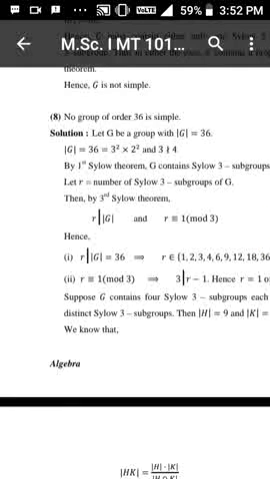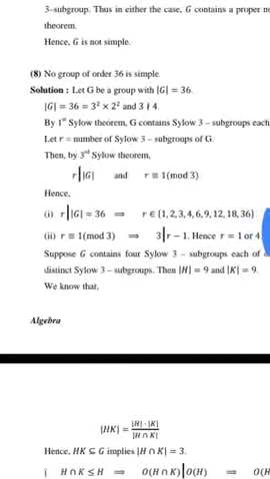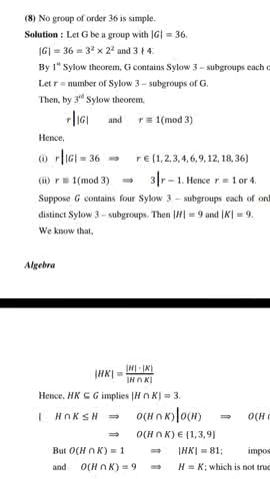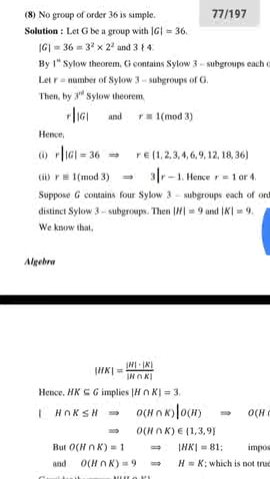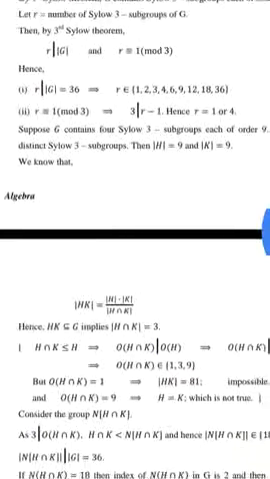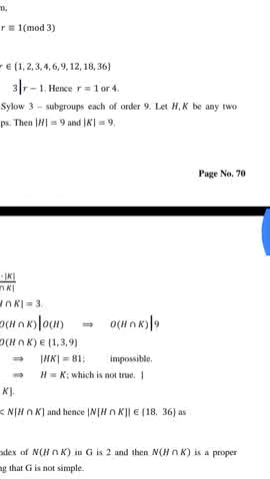Let r be the number of Sylow 3-subgroups of G. Then by the third Sylow theorem, r divides the order of G and r is congruent to 1 modulo 3. Hence r divides the order of G, which is 36, and r is congruent to 1 modulo 3, so 3 divides r minus 1. Hence r is equal to 1 or 4. Suppose G contains 4 Sylow 3-subgroups of order 9.